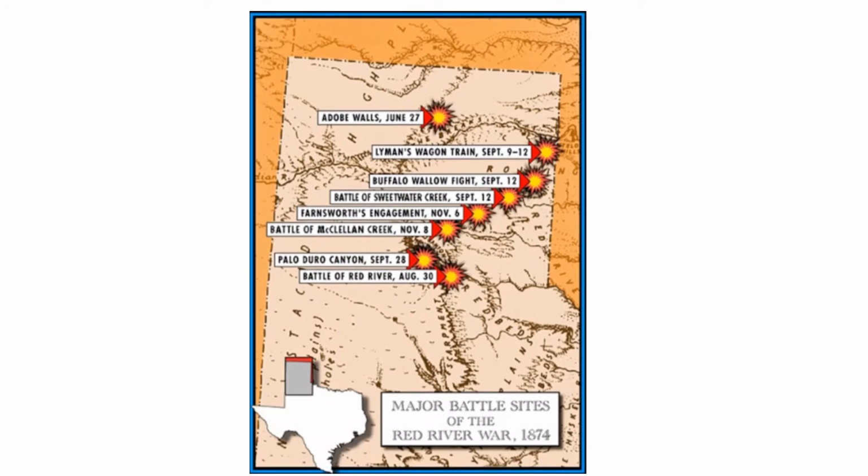Here is a map of the major battle sites of the Red River War, and the fighting mostly took place between that attack on Adobe Walls and November of that year. There were about 20 skirmishes altogether. These are the ones that this map maker deemed major. Some of them were bigger than others, but you may want to refer back to this map as we talk about some of the things coming up.